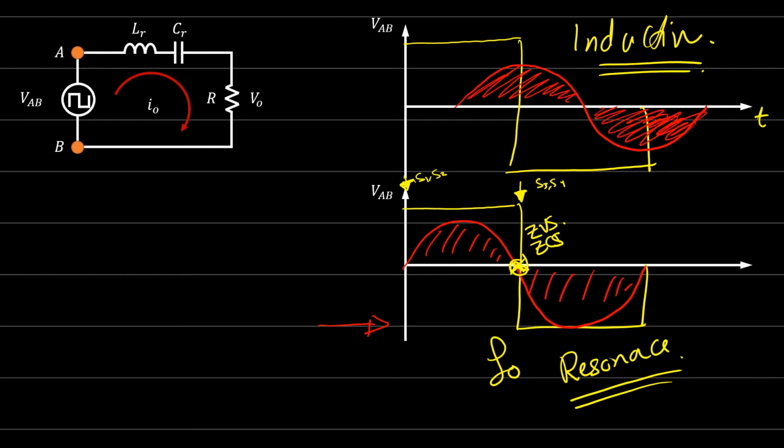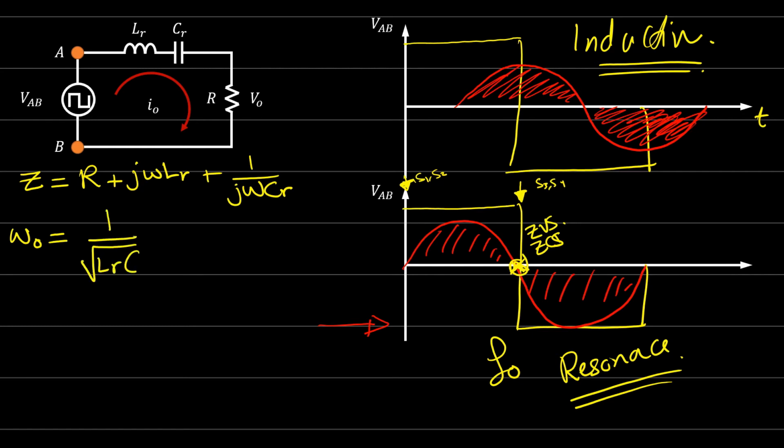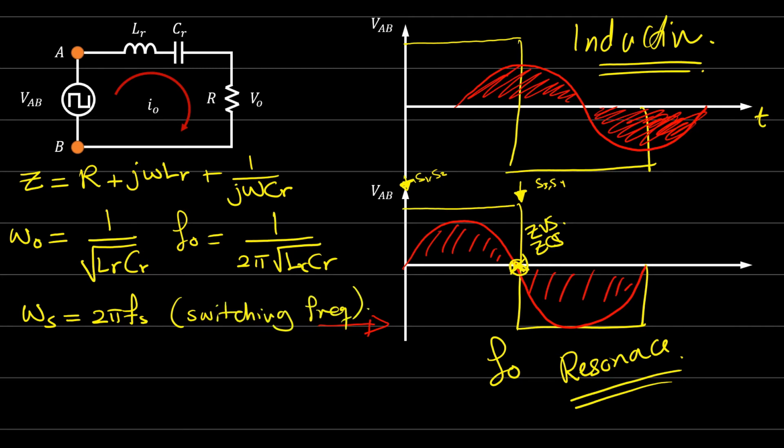Now let's recall the impedance for this circuit for the series resonant inverter. So the impedance is equal to how much for the load? R plus j omega LR plus 1 over j omega CR, right? And again, the resonant frequency is equal to how much? 1 over square root of LRCR, and f naught is 1 over 2 pi square root of LRCR. Here, I will say that omega s is equal to 2 pi times the switching frequency, and this is the switching frequency. Okay, and this is what?